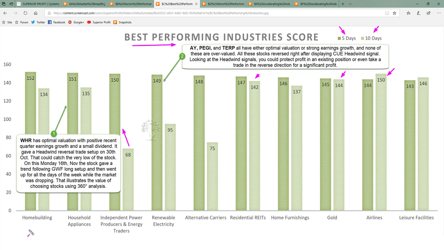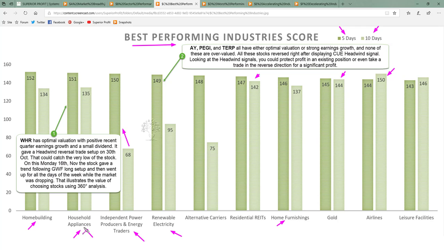3 of these industries are related to housing: home building, household appliances, and home furnishings. And 2 of them are related to utilities: independent power producers and energy traders, and renewable electricity. When you see multiple related industries are strong together, you have more reasons to look for buying opportunities there.